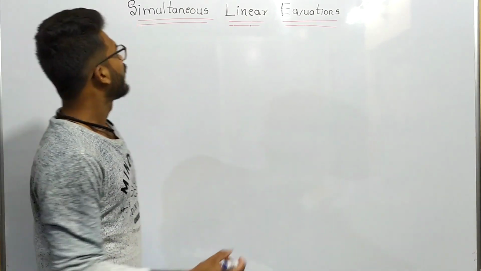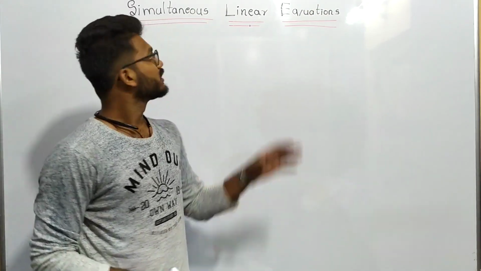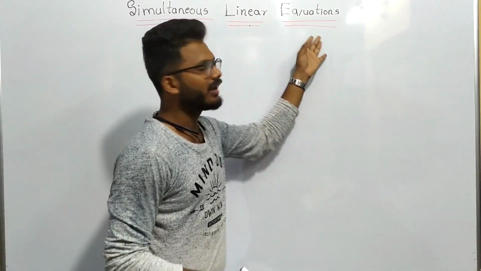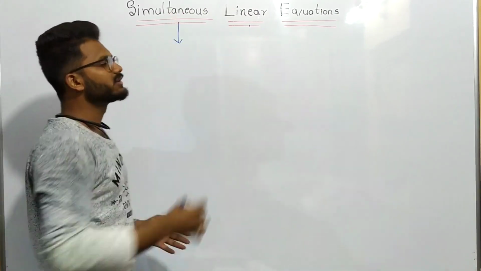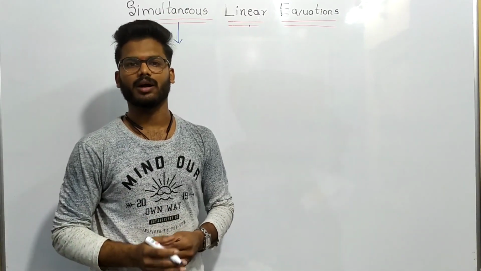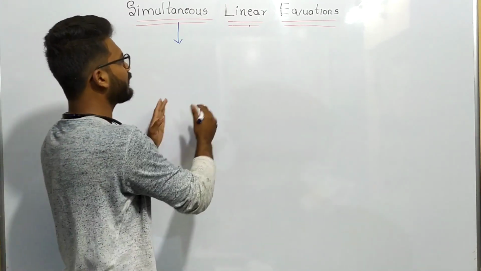Now see what is meant by simultaneous linear equations. Here, the word simultaneous is there. Simultaneous is nothing but at the same time.